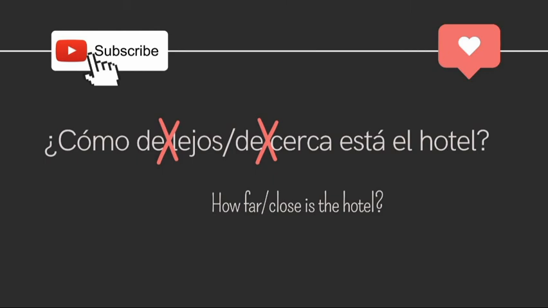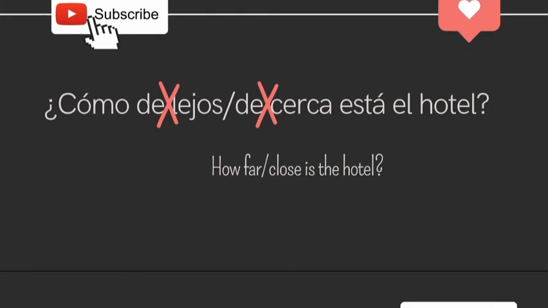¿Cómo de lejos o cómo de cerca está el hotel? When you want to ask about how far or how close something is, there's just one way to do that in Spanish, and that is ¿a qué distancia? That's the question. ¿A qué distancia está el hotel in this case?